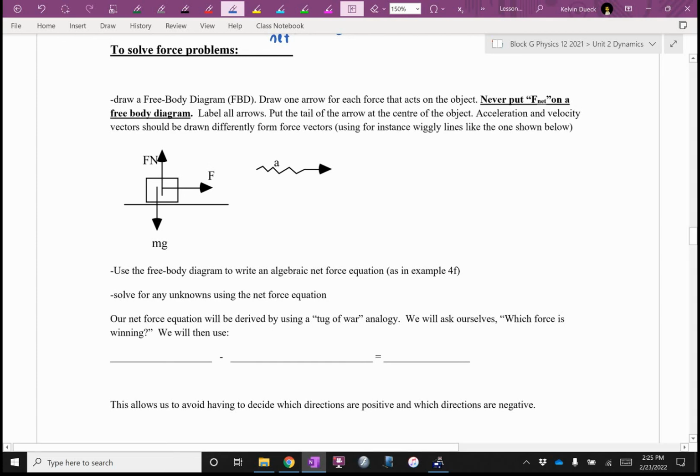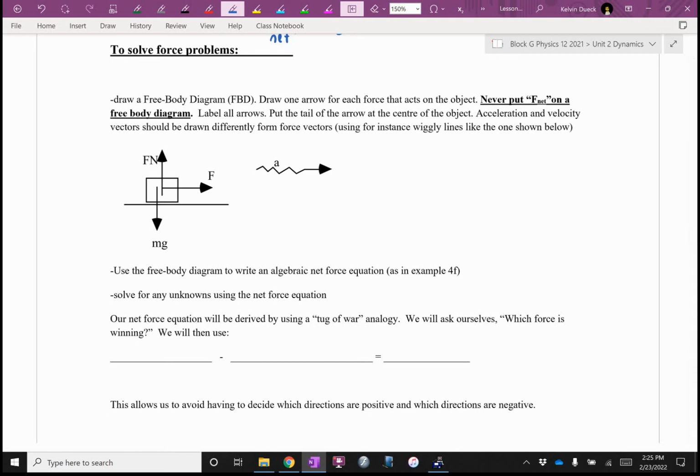My friend who teaches at Kwantlen, whose notes I borrowed, sometimes has his students add velocities or accelerations as squiggly lines or dotted lines. I'm kind of a purist. I usually leave my free body diagrams with forces only.